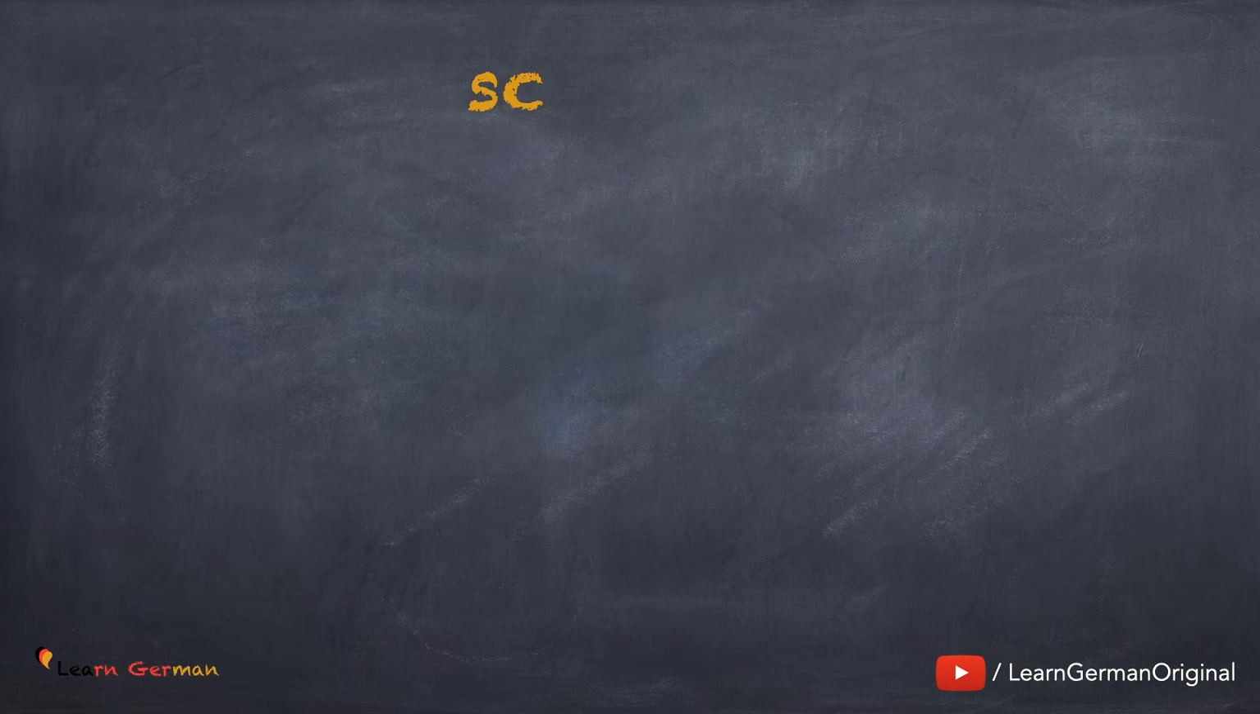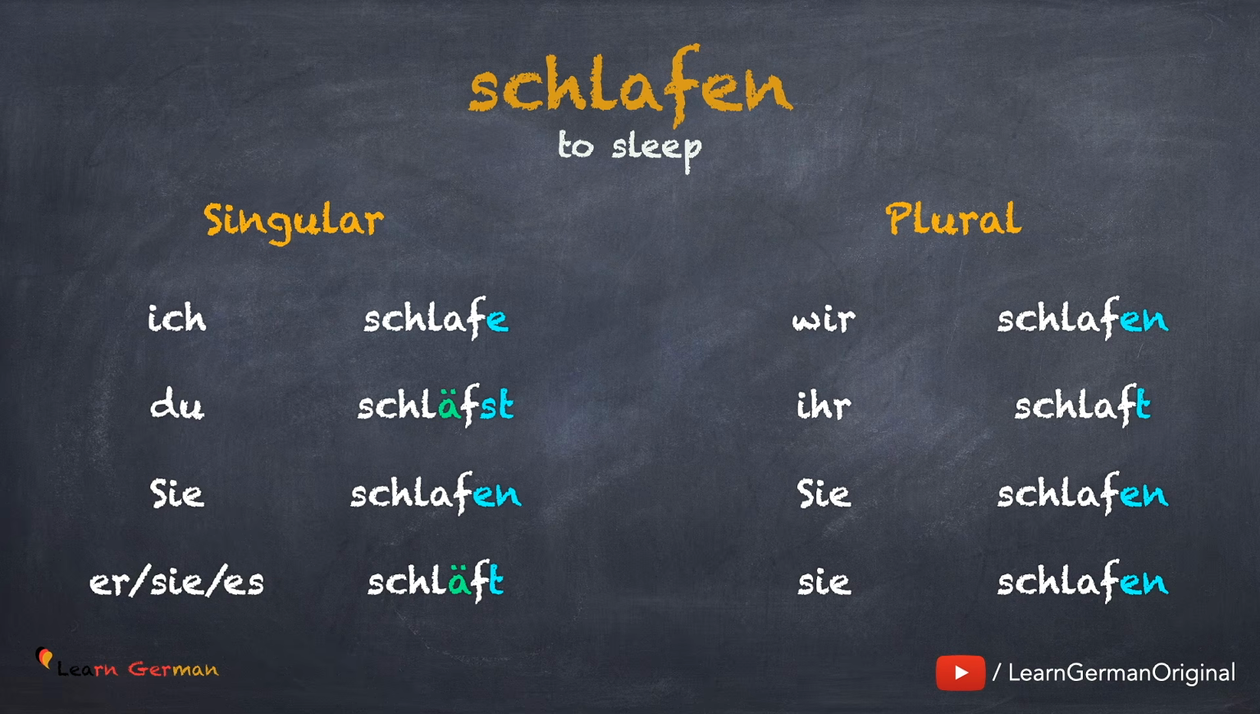The next one is schlafen. Ich schlafe. Du schläfst. Sie schlafen. Er, sie, es schläft. Wir schlafen. Ihr schlaft. Sie schlafen.